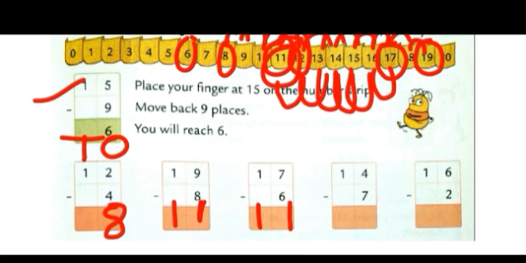14 minus 7. Okay. Where is 14? 14 is here. Now, starting from 14, when we move back 7 places, where will we reach? We will reach 7. That means 7 is the correct answer. 14 minus 7 is 7. And 7 is a single digit number. So we will write it under ones column only. And if you want, you can write here 0, or you can leave the box as it is. So this is the way how we do this subtraction question using a number strip.